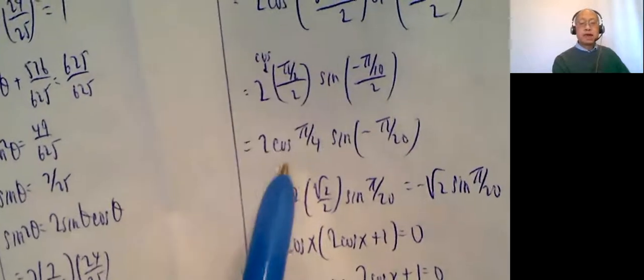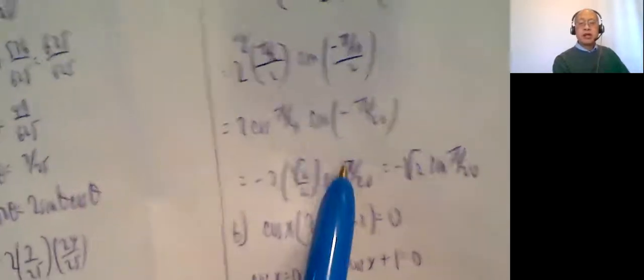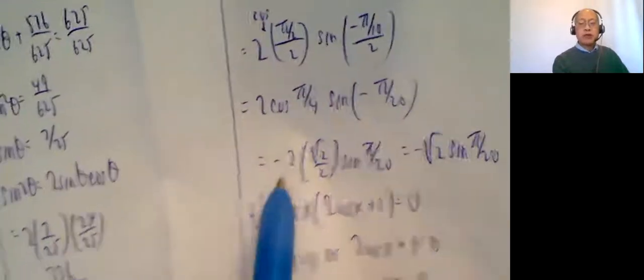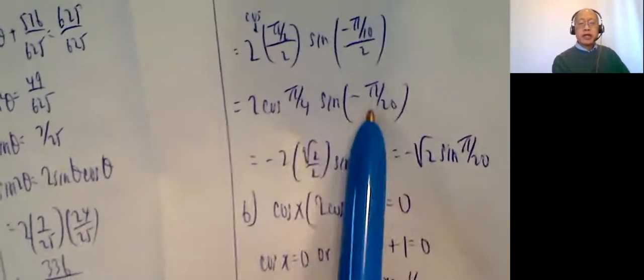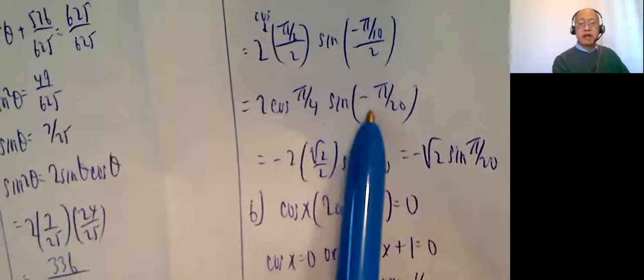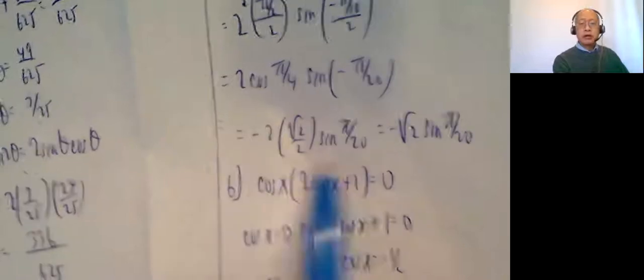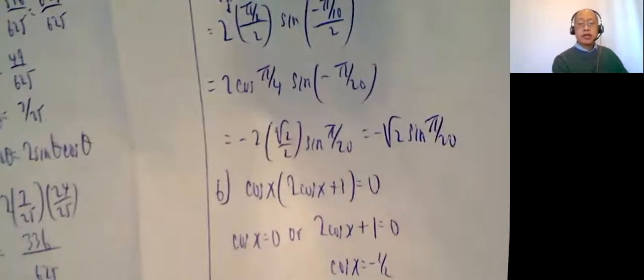Half of pi over 2 is pi over 4. Half of negative pi over 10 is negative pi over 20. Cosine of pi over 4 is radical 2 over 2. Sine is an odd function, meaning the sine of negative pi over 20 is negative the sine of pi over 20. Cancel here. Negative radical 2 sine of pi over 20.